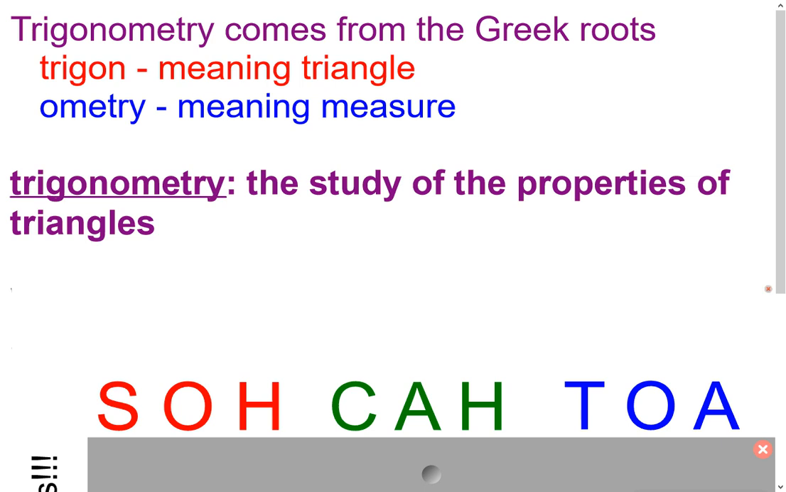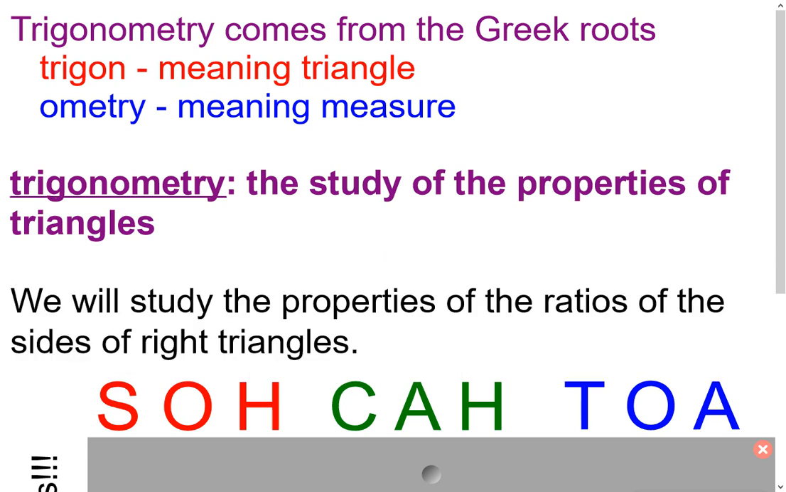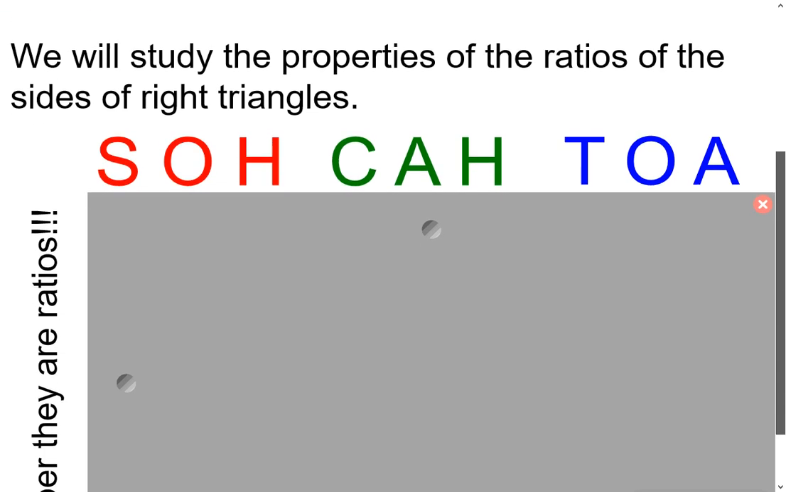I have a little acronym here, but the thing that I need you to remember when we're talking about trigonometry is it's those ratios. That's the big thing, the ratio of the sides of a triangle. Keep that in mind. So every time you think of trigonometry, you're thinking of ratios of sides of right triangles.